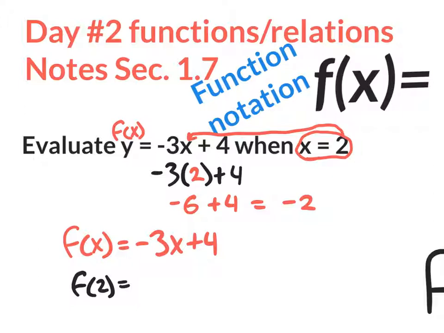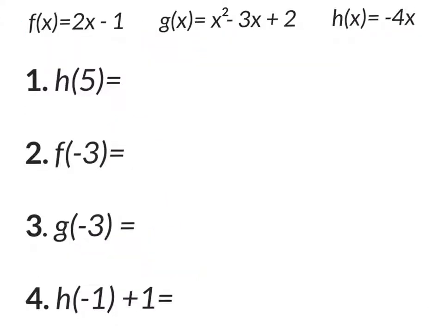This might not make too much sense right now, but let's go over some more examples and it will make more sense. Check it out. Everybody jot down these 3 different functions that we have above. We have f of x equals 2x minus 1, g of x equals x squared minus 3x plus 2, and also h of x equaling negative 4x. Again, we're using function notation. This is not saying f times x. That's incorrect. This is f of x.